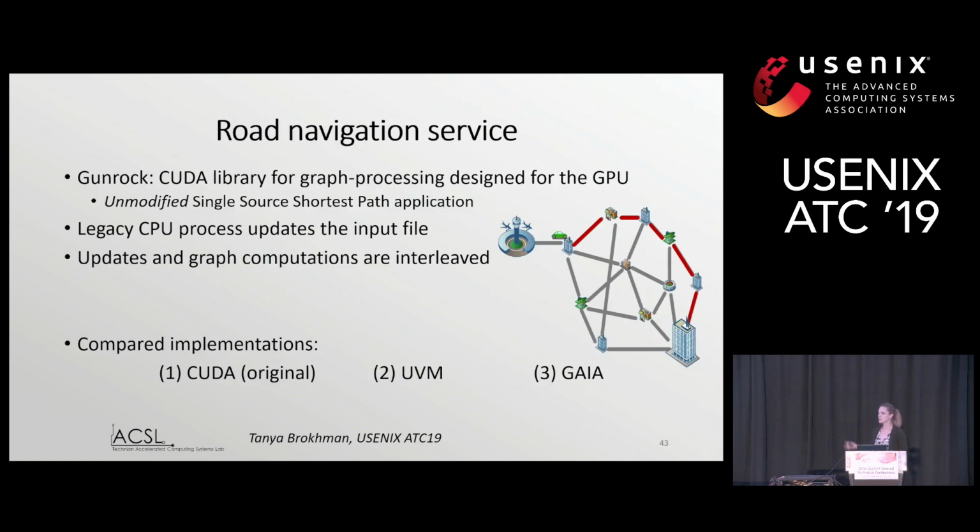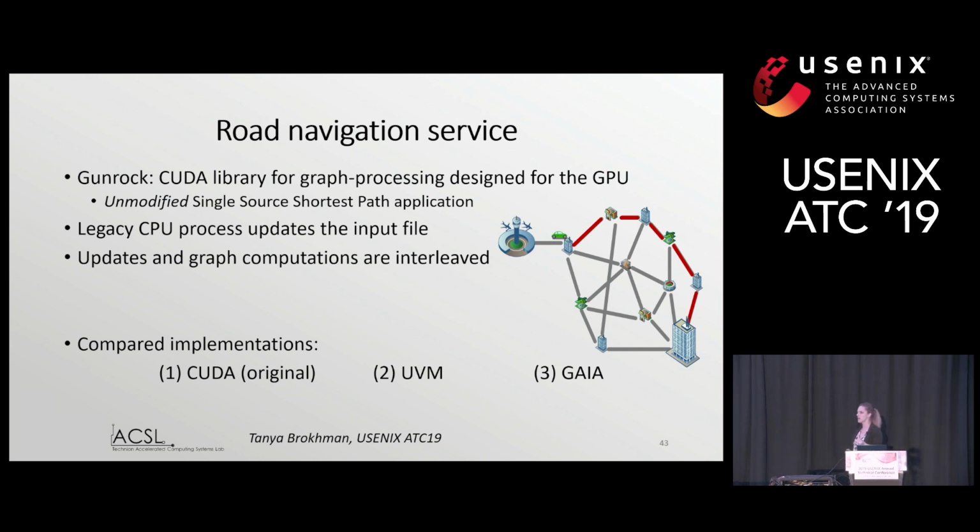And we'll, of course, conclude with our road navigation service that's been following us throughout this whole talk. We implemented it using Gunrock, which is an open source library for graph processing, and it implements the shortest path application. We had 2 processes, one of them calculating the shortest path on the GPU, and the other was a legacy CPU process periodically updating the weights on the graph. And we had the 2 processes interleaved. And we compared 3 different implementations.